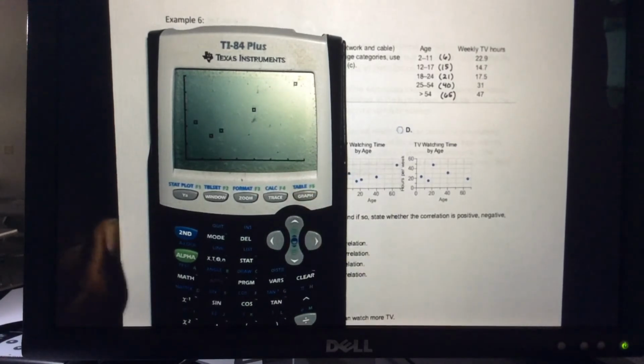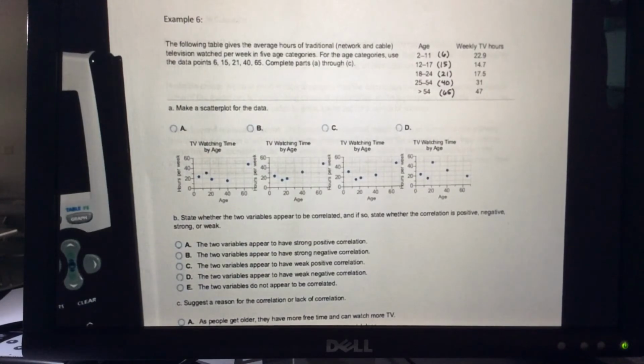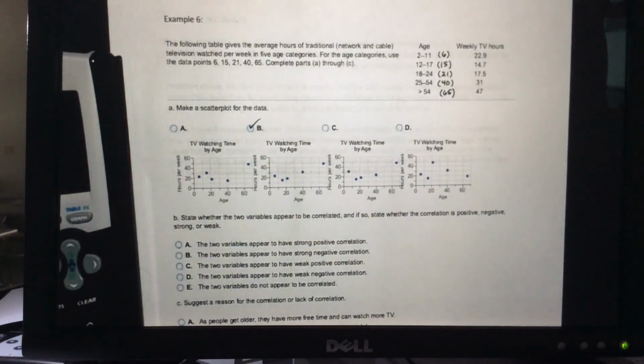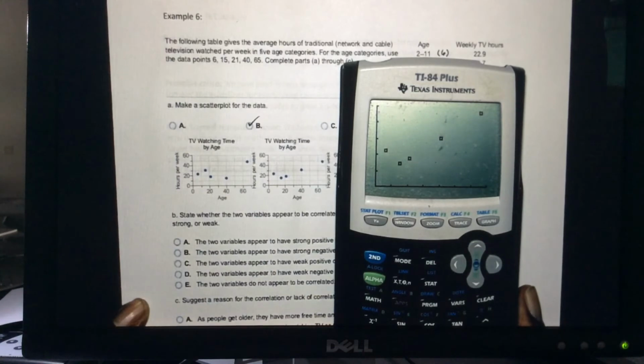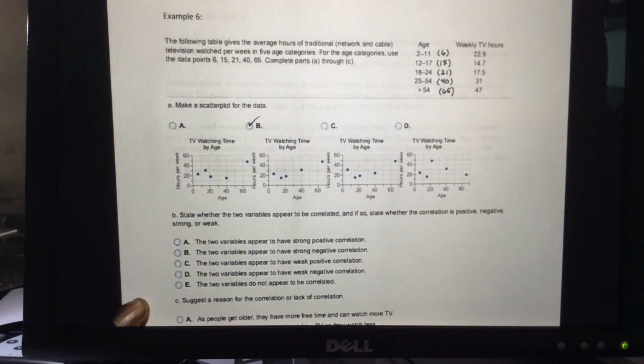Press enter. Press the graph button up here. And that's what the graph will look like. And you'll have to choose which one of these will fit the one that you have on your screen. Based on that, I'm going to say graph B, because that looks somewhat like this one. You might be able to use process of elimination on this if you can.